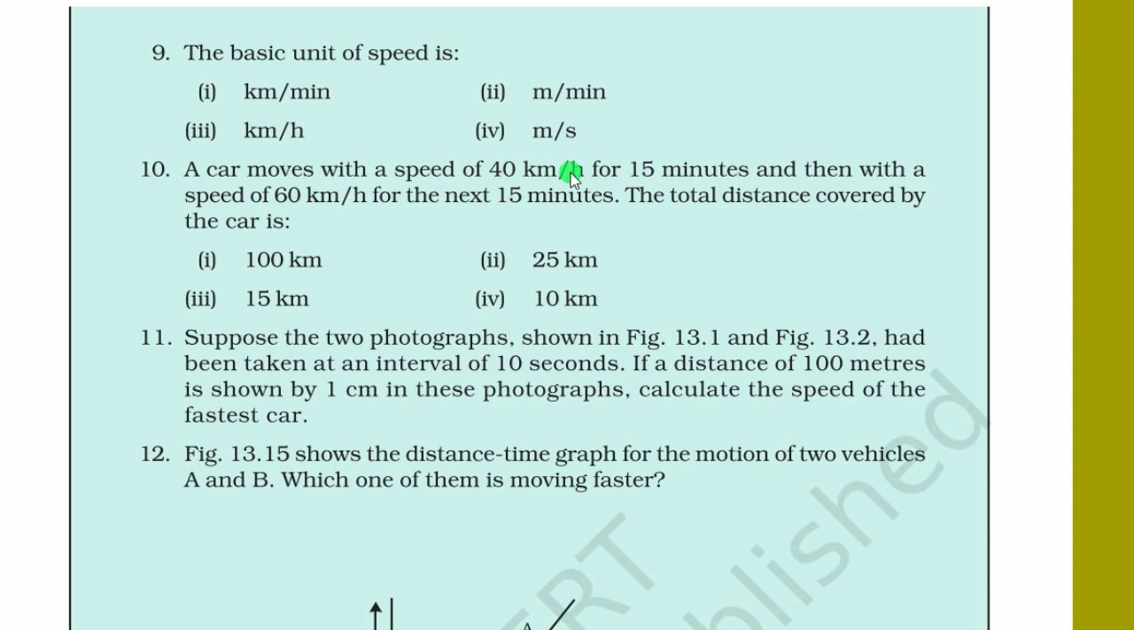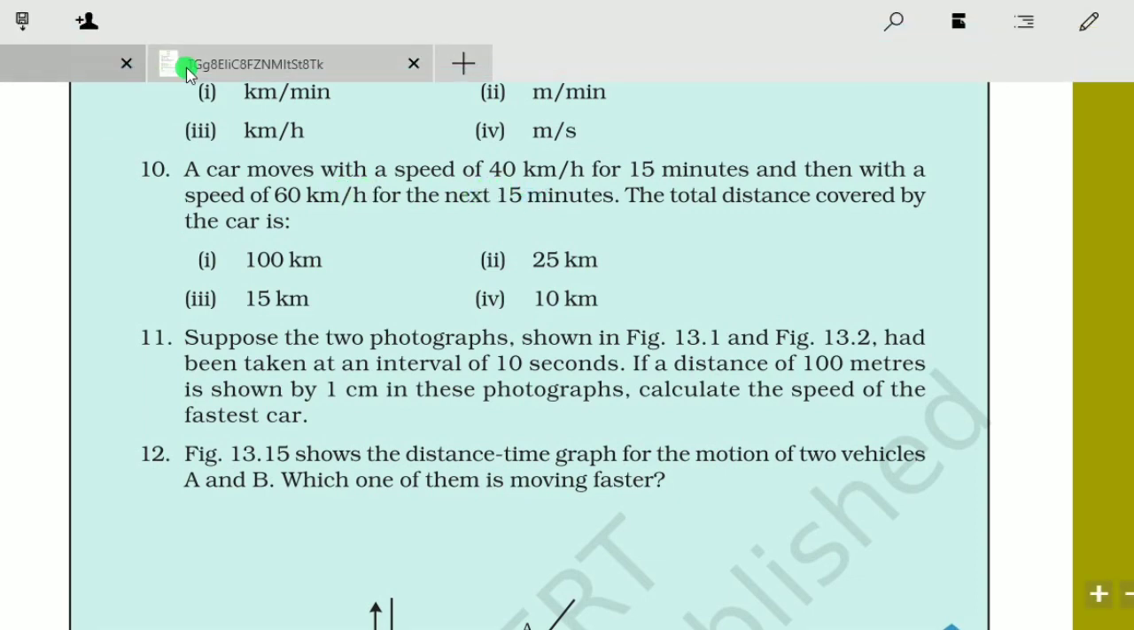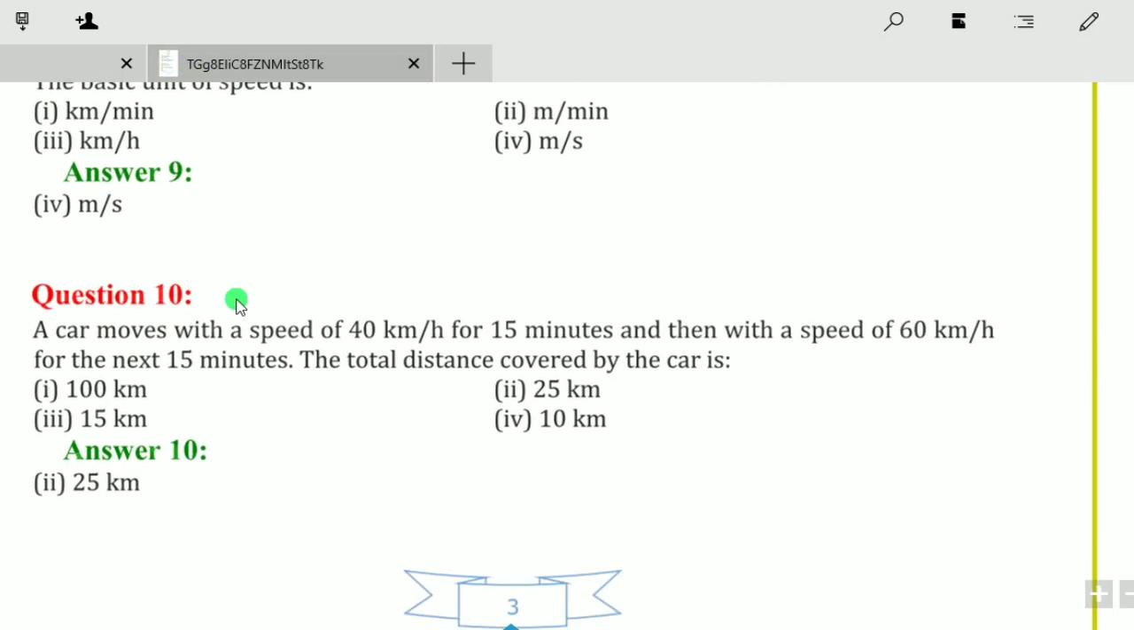But before that you have to convert the units. It is written 40 km per hour, so time should be in hours, but the time is given in minutes. So you have to convert these minutes into hours, and convert the other minutes into hours as well. Then you have to multiply and then add up. Now you will get the answer here.